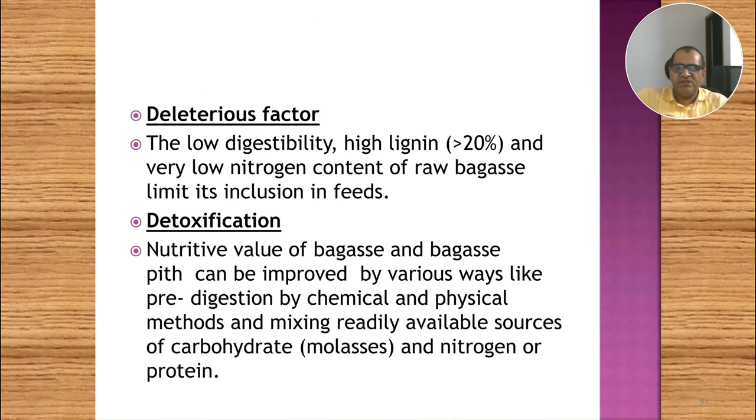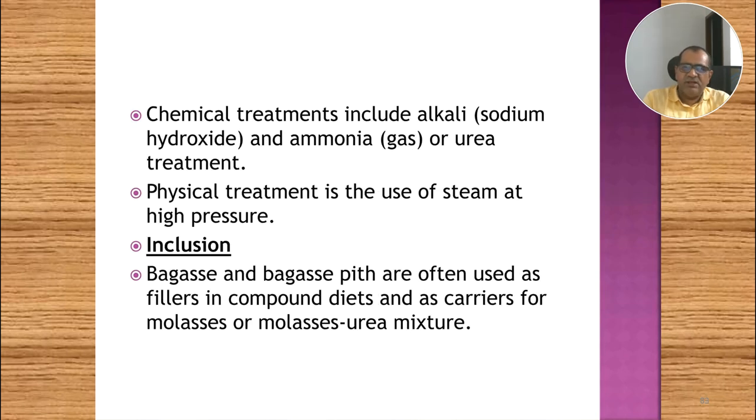Deleterious factors: it contains lignin and very low nitrogen content of the raw bagasse limits its inclusion in the feed. So this can only be used during the scarcity seasons and can be used with the molasses and nitrogen to enrich the protein. And chemical treatment includes alkali, sodium hydroxide, and ammonia, and urea treatment can also be done to enrich it. The physical treatment is use of steam at very high pressure, and bagasse pith are often used as fillers in compound diets, as carriers for molasses and molasses urea mixture.